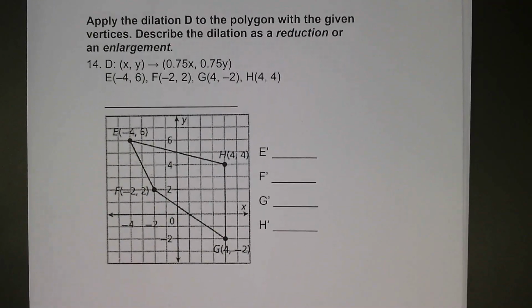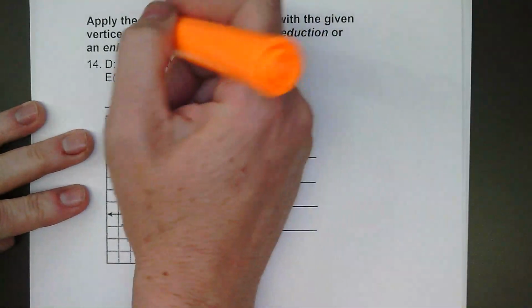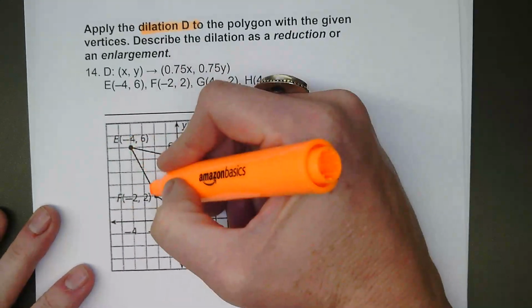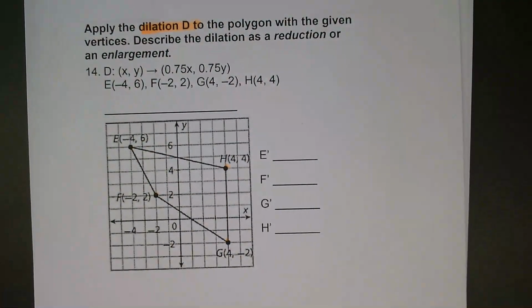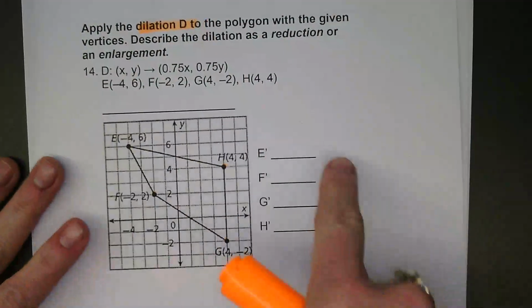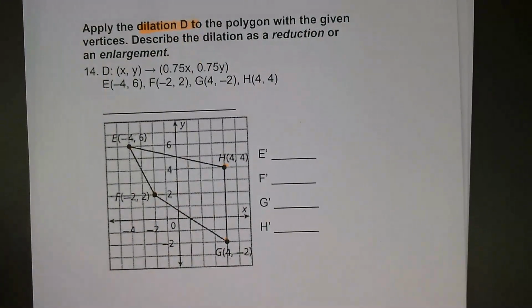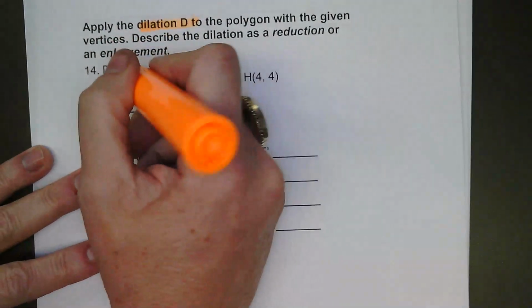Looking at this problem from 8-1, we're going to apply a dilation to the polygon. So we got this polygon right here, E, F, G, H. And we're going to come up with the new vertices and describe the dilation as either a reduction or an enlargement. So they're giving us the rule here.